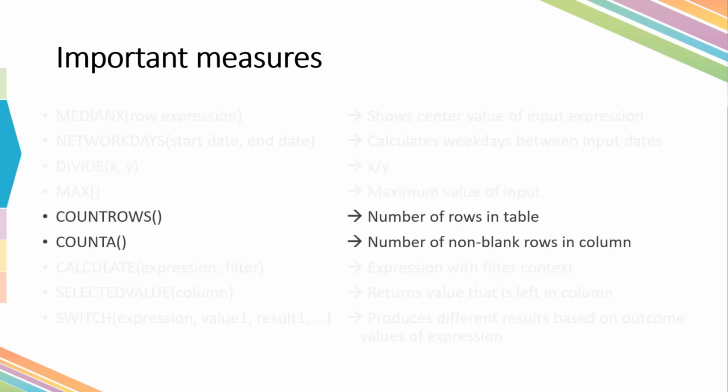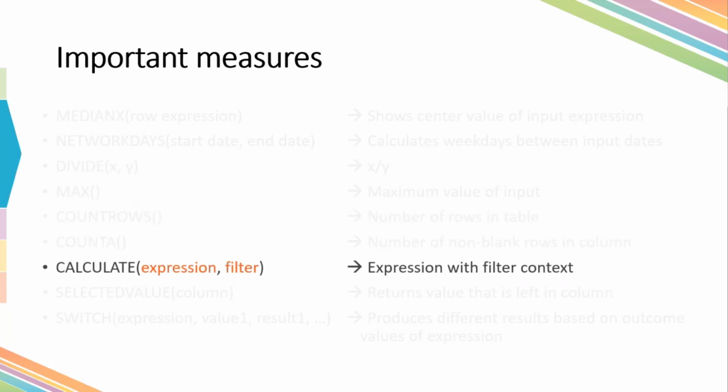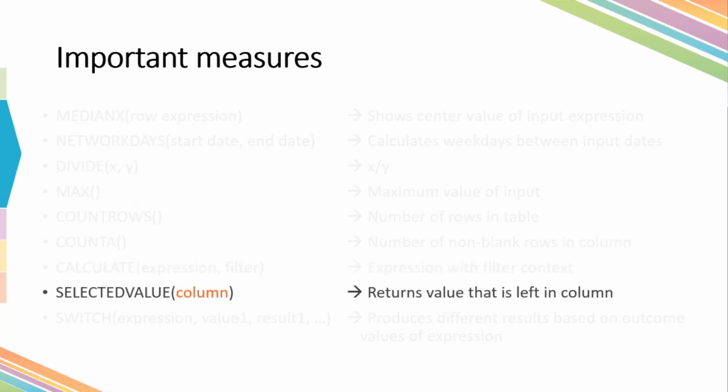Then you have the count rows function, which results in the number of rows in the table, and the count A function, which gives out the number of non-blank rows in a column. I will explain why that one is important later on. And then you have the all-beloved calculate function, which executes an expression in a filter context. Selected value returns a single value that is left in a column.